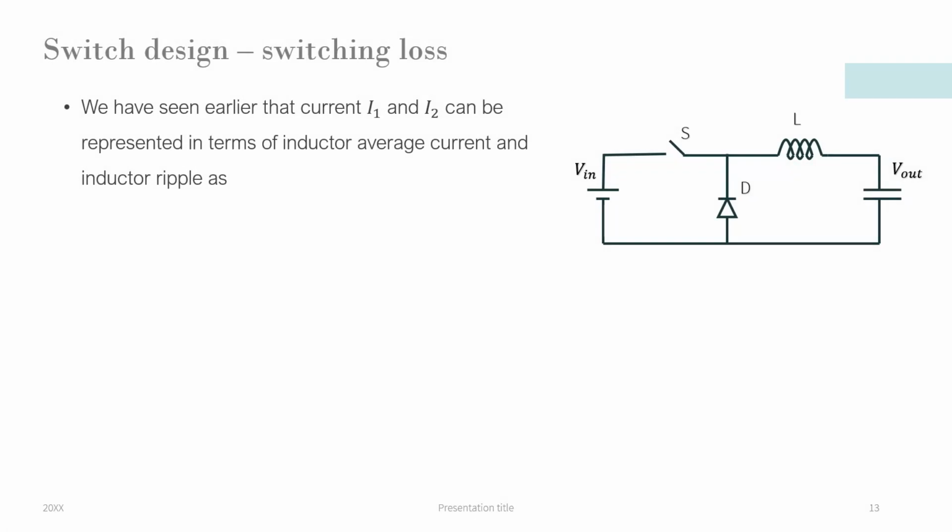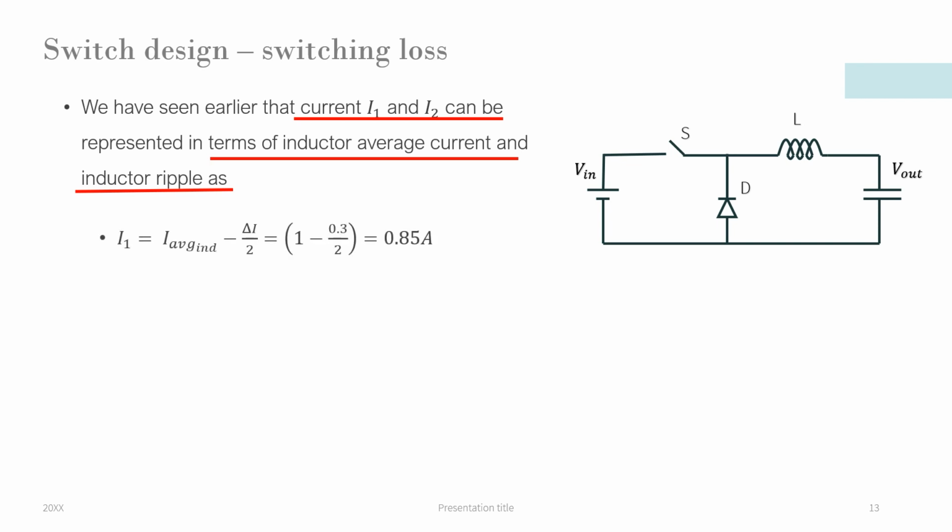From our previous videos, we have seen that current I1 and I2 is represented in terms of average inductor and ripple currents. Let us substitute the value to get I1 as 0.85 amps. I2 is equal to 1.15 amps.